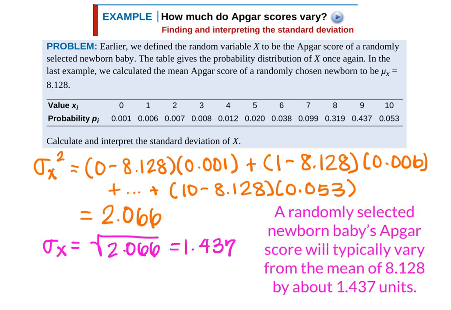So I compute all of that and I get 2.066. And so I take the square root of that value and I get 1.437. Number's great, but what does it mean? So that number, 1.437, tells us that any randomly selected newborn baby's Apgar score will typically vary from the mean of 8.128 by about 1.437 units. So that's the standard deviation of the Apgar score.